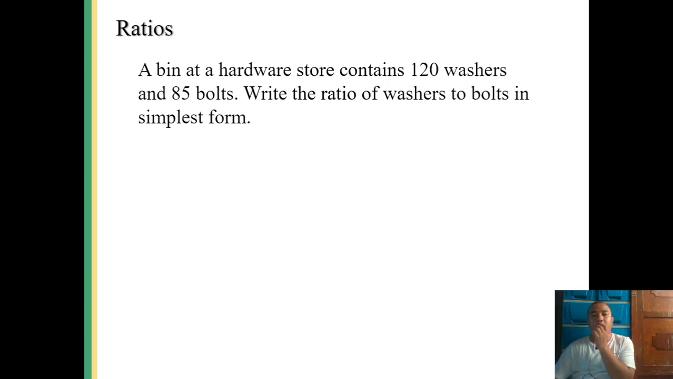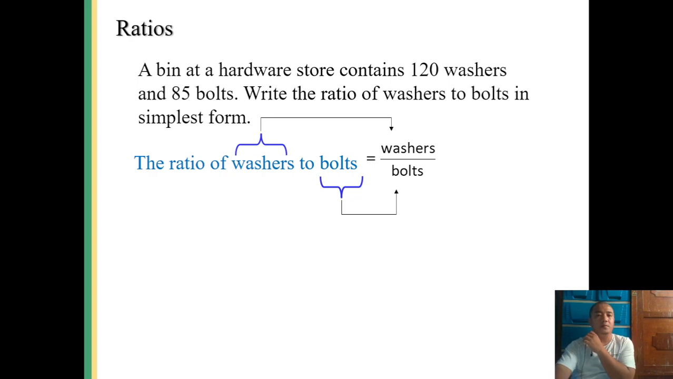A bin at a hardware store contains 120 washers and 85 bolts. Write the ratio of washers to bolts in simplest form. So the ratio of washers to bolts can be written as a fraction, washers over bolts. That means 120 over 85. To write this in simplest form, just get the lowest term of the fraction, which is 24 over 17. Yes, that is now the answer.